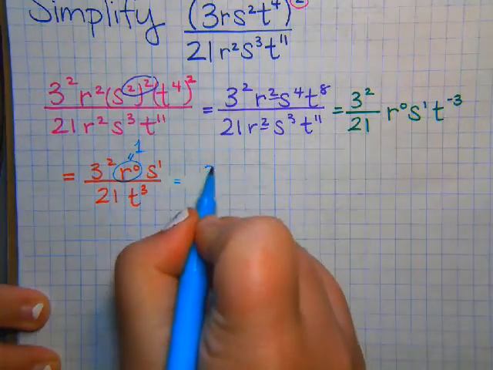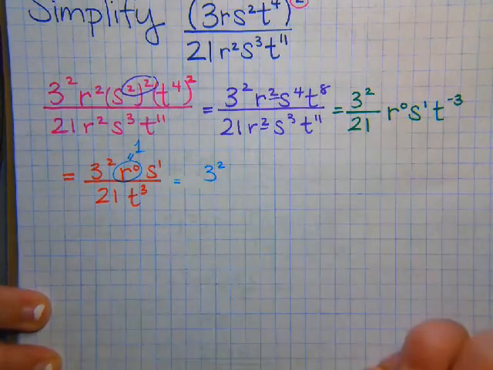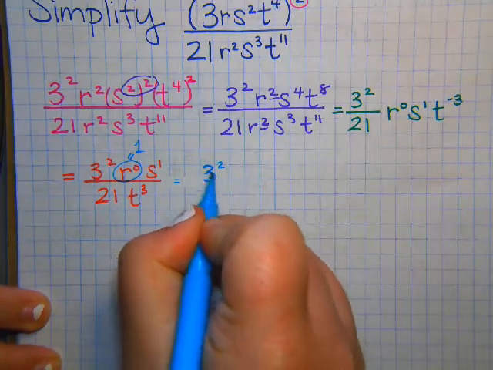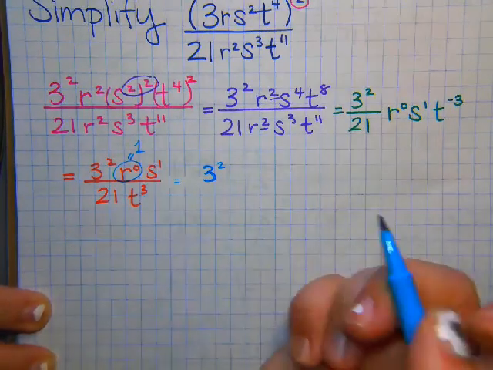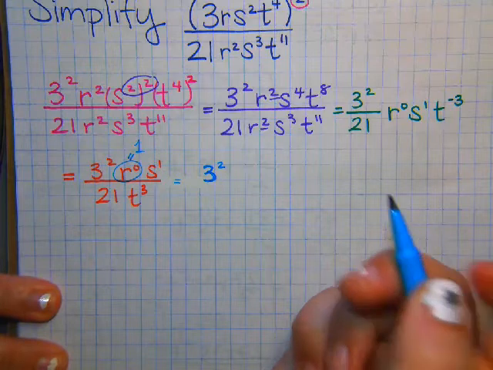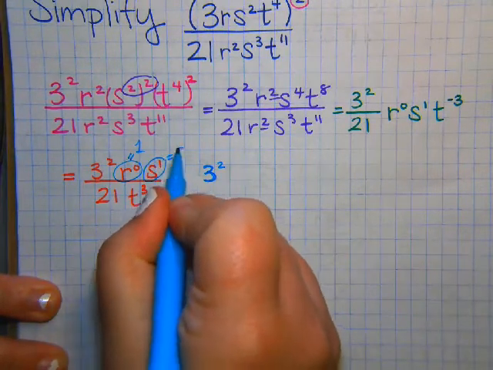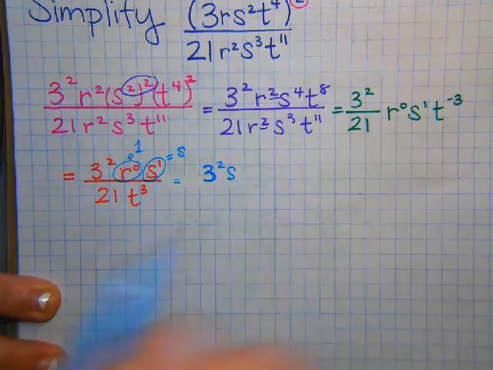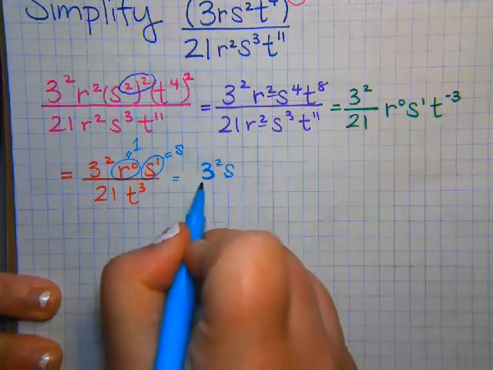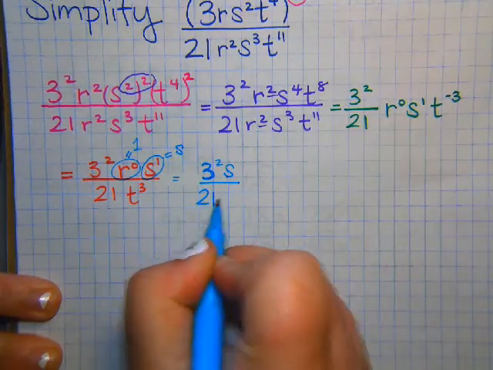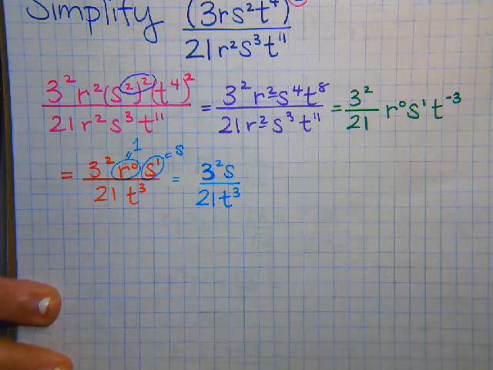So I'm going to have 3 squared. You can write parentheses 1 if you feel like it. It's not necessary. And then s to the first power, remember anything to the first power is itself. So this is just equal to s. You don't have to write to the first power. So there you go. There's that. And then 21t cubed.